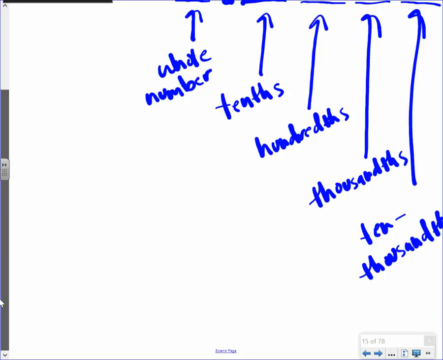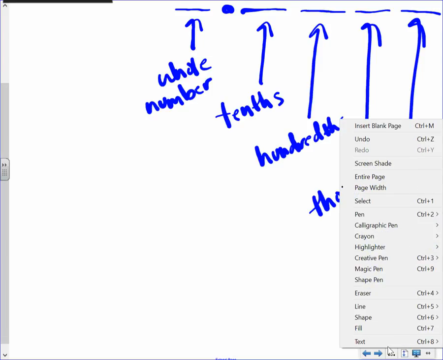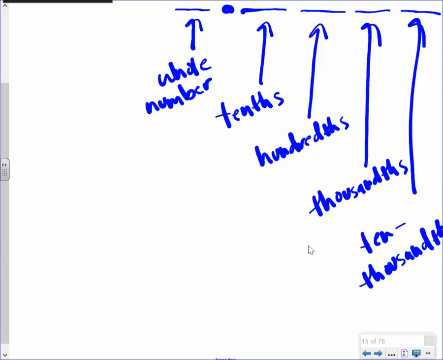A lot of you guys are young adults now, and you need to know what decimals mean. Next to the words here, watch this. I'm going to put in red: the tenths place just means some fraction. Look at it. Underneath the tenths, I'm going to put some fraction over 10.